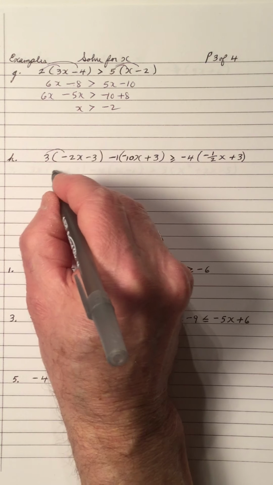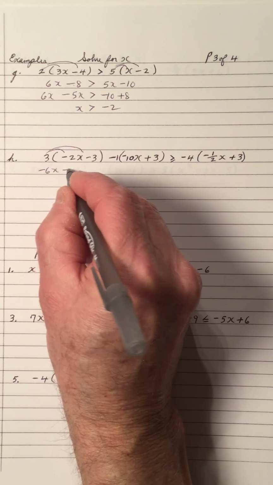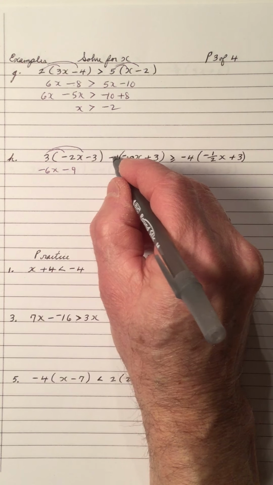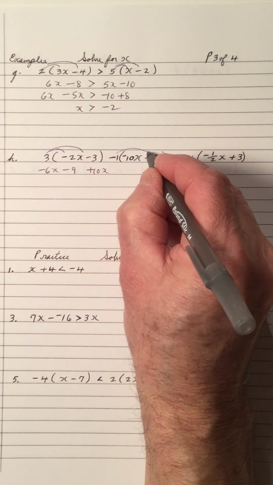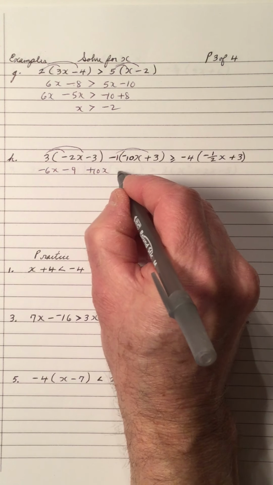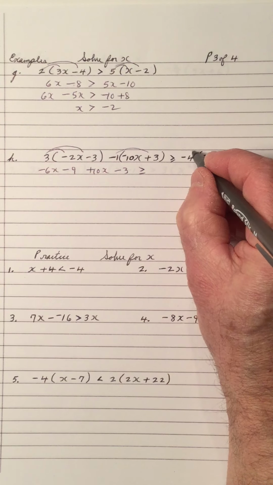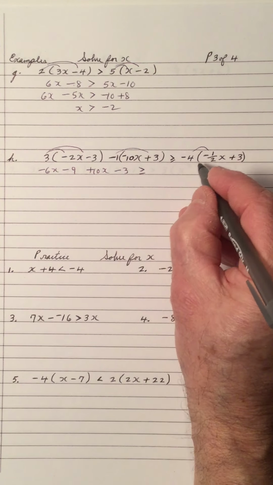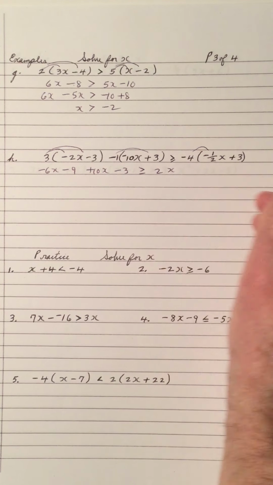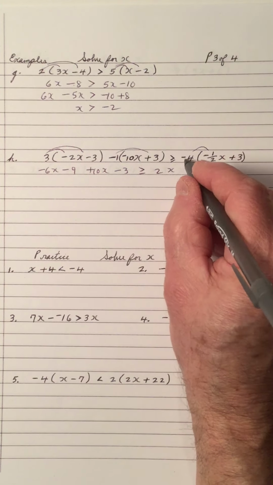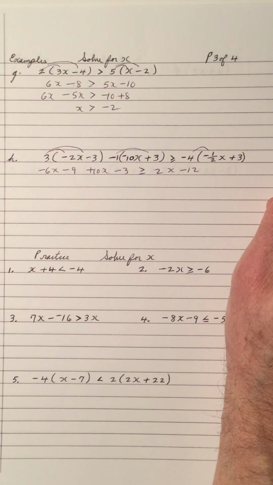So 3 times negative 2x is negative 6x. 3 times negative 3 is negative 9. Negative 1 times negative 10x is a plus 10x. Negative 1 times 3 is negative 3, greater than or equal to. Negative 4 times a half, positive. Half of 4 is 2x, negative and negative positive. And negative 4 times 3 is negative 12. So we remove the brackets.